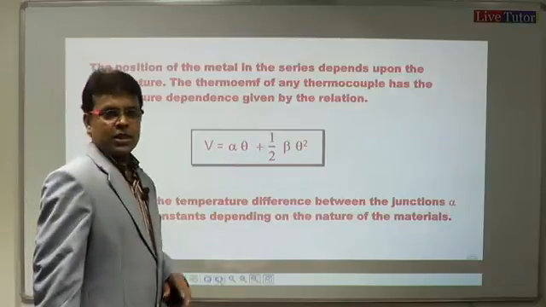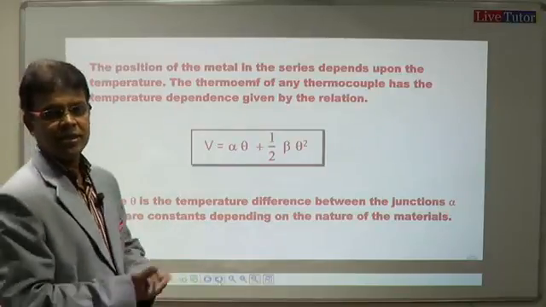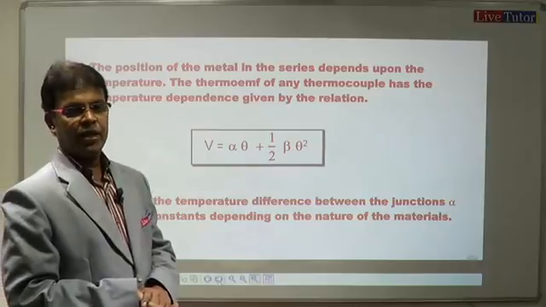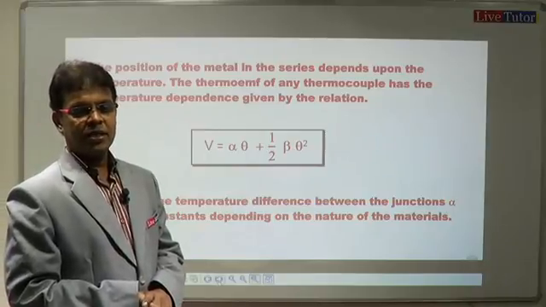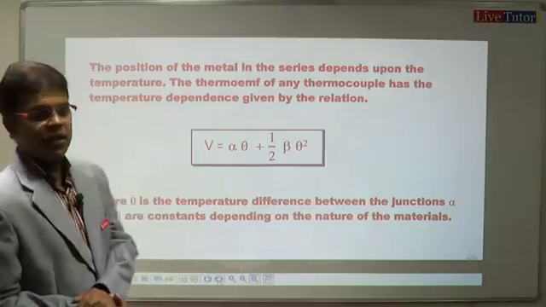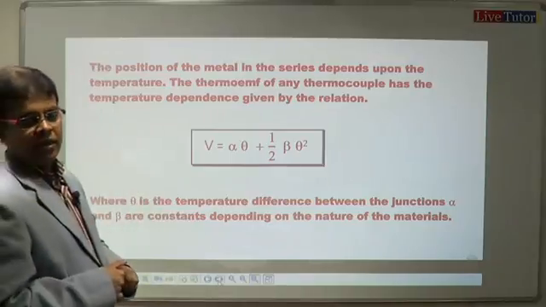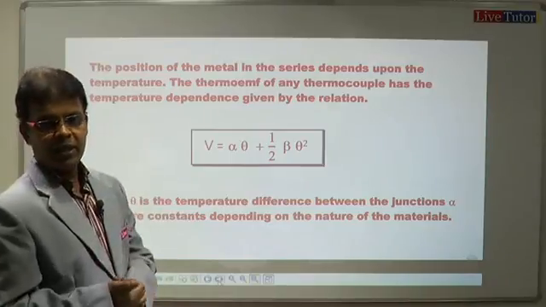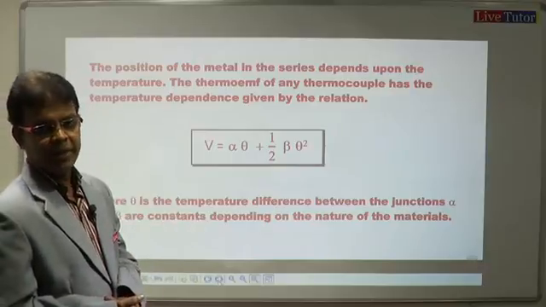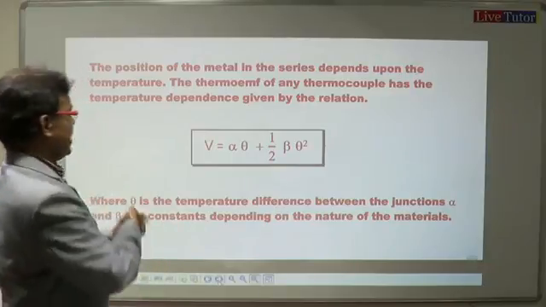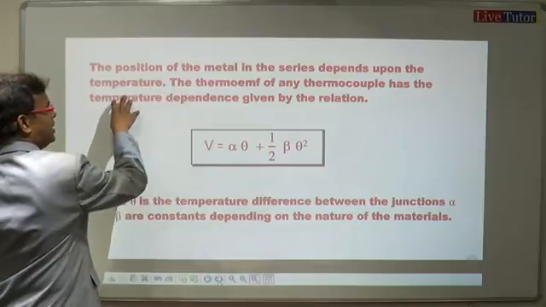The next one is the position of the metal in the series depends upon the temperature. What temperature? Temperature between cold and hot junction. How is it decided which metal comes at which place in this thermoelectric series? It is depending on temperature. So the thermo EMF of any thermocouple has the temperature dependence.